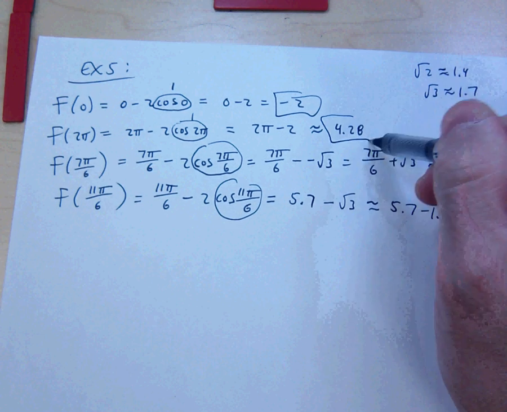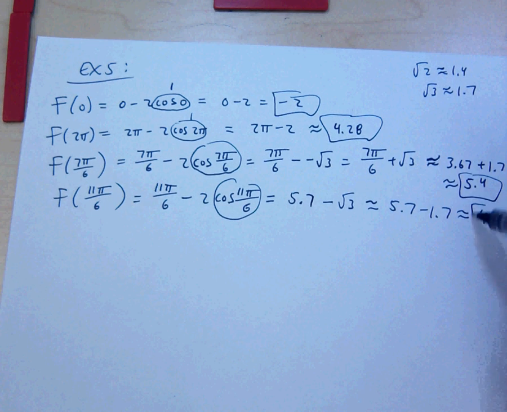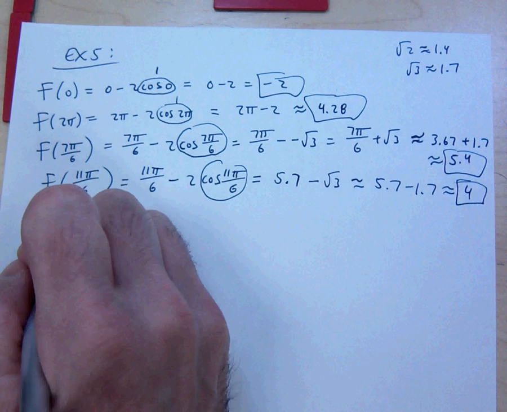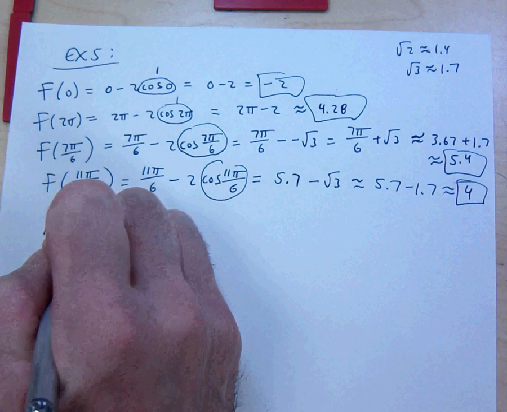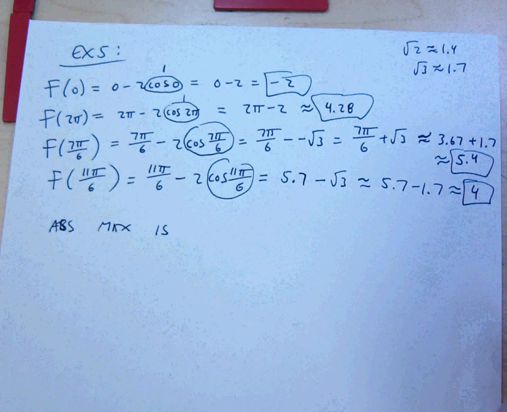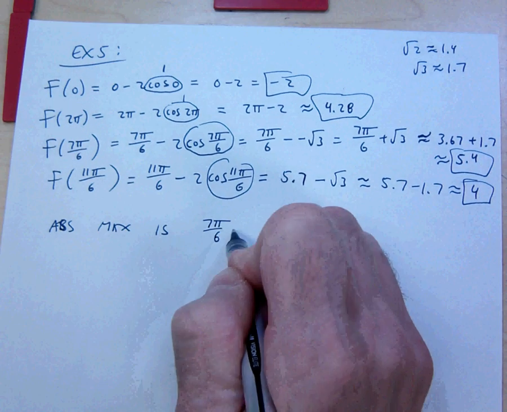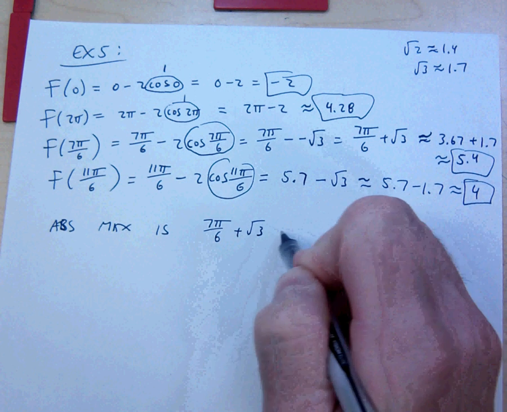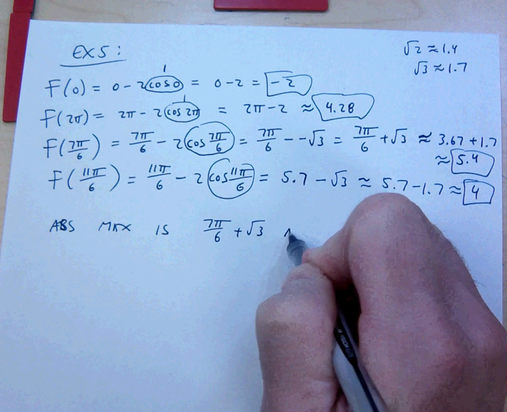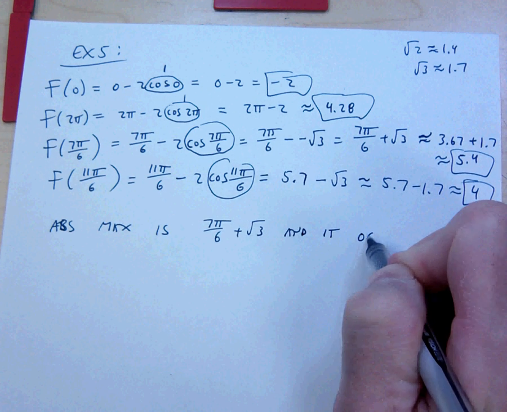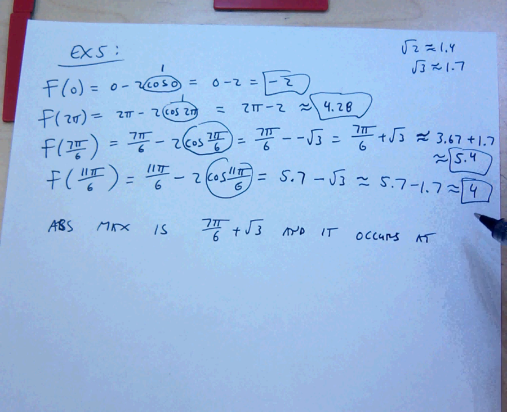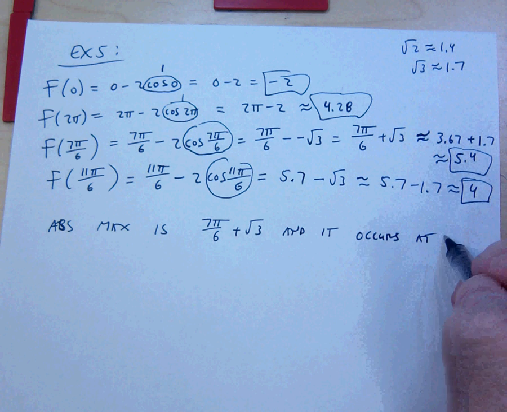I want you to tell me the highest and lowest one. What's the highest one, guys? This one. So the absolute max looks like it's going to be 7 pi over 6 plus the square root of 3, and it occurs at what? At 7 pi over 6?